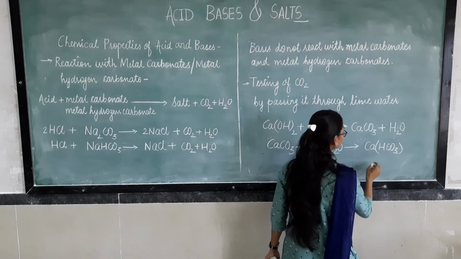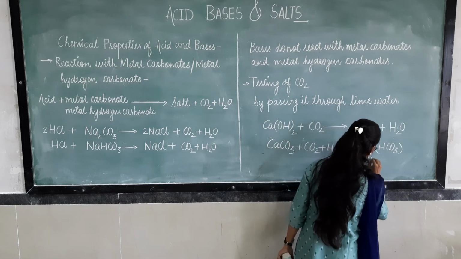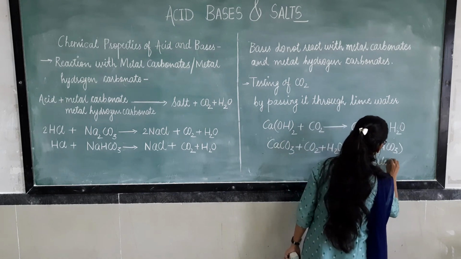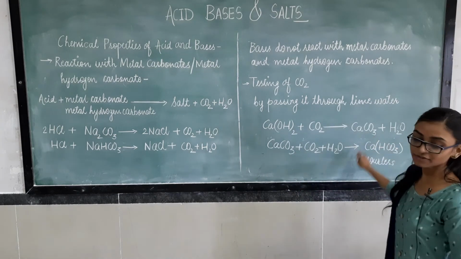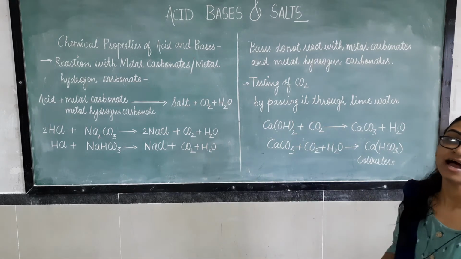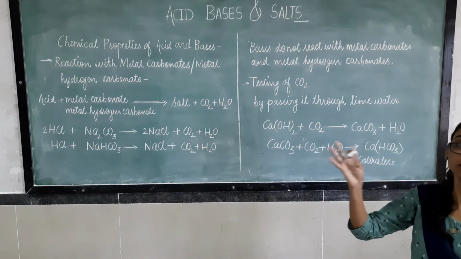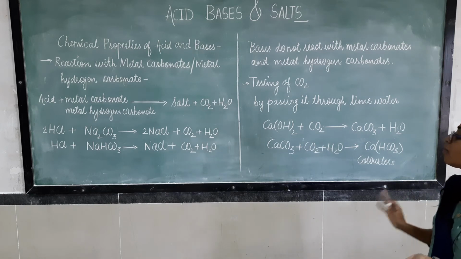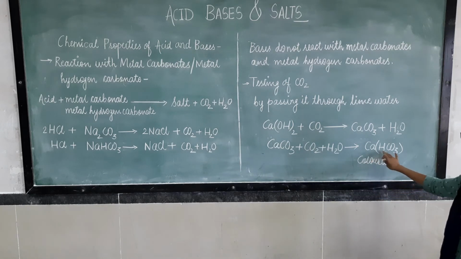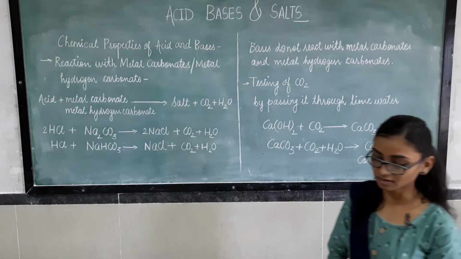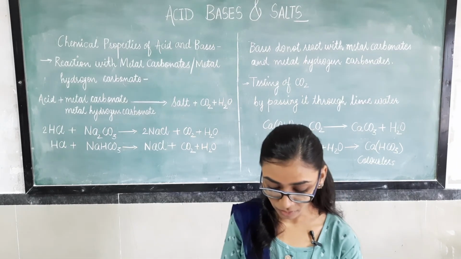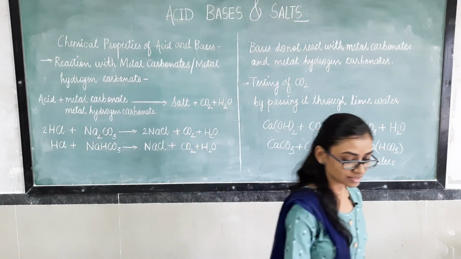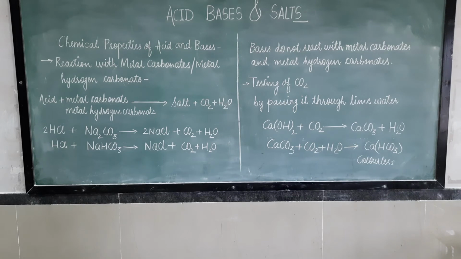This is colorless in color. So at one point calcium carbonate is formed, which is milky white in color, and after some time when the presence of carbon dioxide will be more, then this calcium hydrogen carbonate is formed, which is colorless in color. So is it clear? Now we will learn about the next property, that is when acids and bases react with each other.